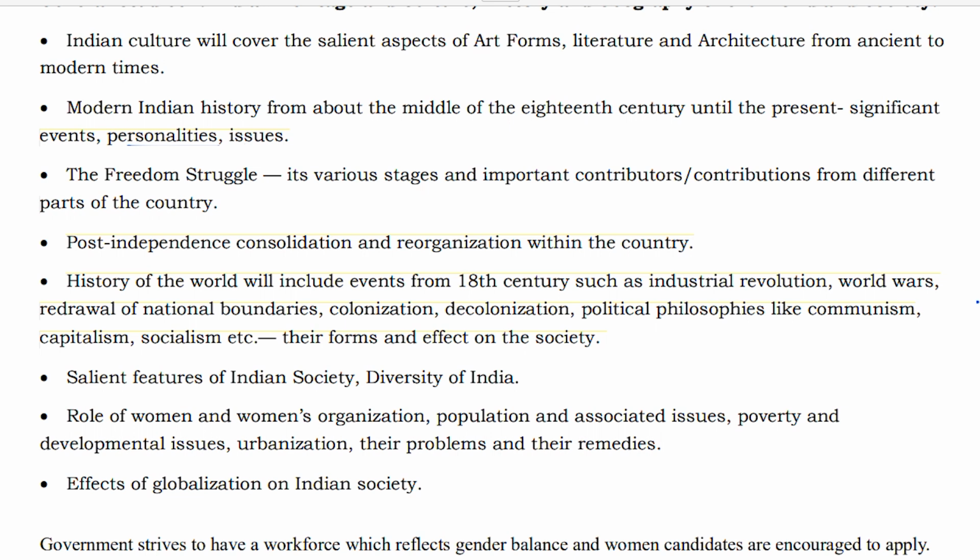Coming to the history part, if you look into the syllabus, there is modern Indian history from about the middle of the 18th century until the present: significant events, personalities, issues, the freedom struggle, its various stages and important contributions from different parts of the country. So basically it is modern Indian history. For this you have studied Spectrum for prelims. Use the same resources even here.